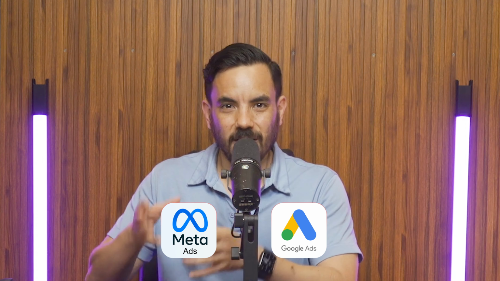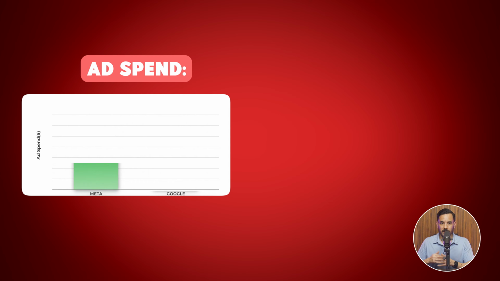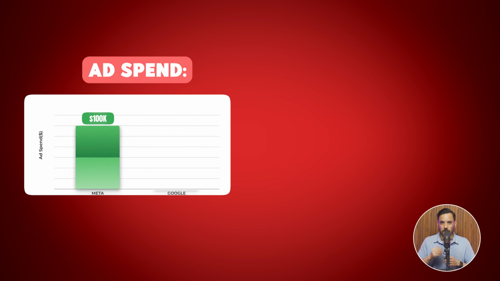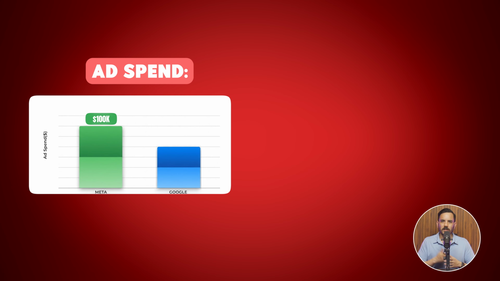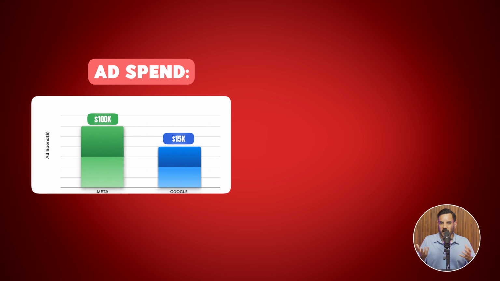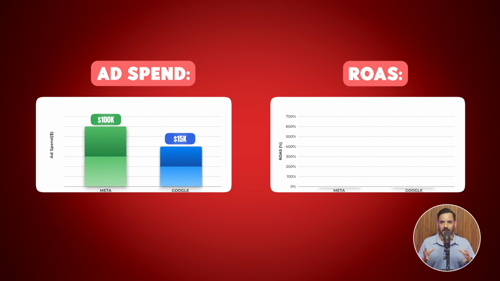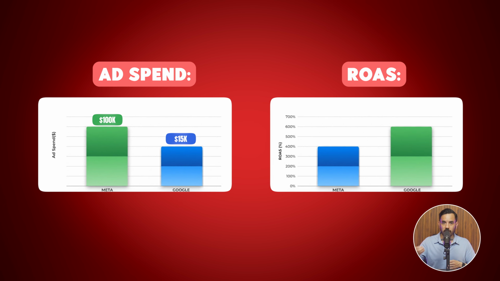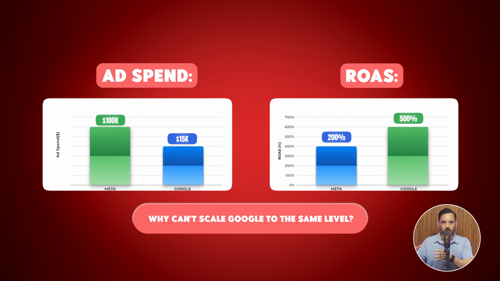If you're spending big on Meta ads and wondering why you can't get Google ads to spend at the same level, this video is for you. Here's what I see all the time. A business is crushing it on Meta, spending 50,000, 100,000, even multiple six figures per month at a profitable ROAS, but their Google ads account? Stuck at a fraction of that, maybe 10 to 20% of that at most. And the frustrating part is Google often delivers higher ROAS than Meta. So why can't you scale Google to the same level?